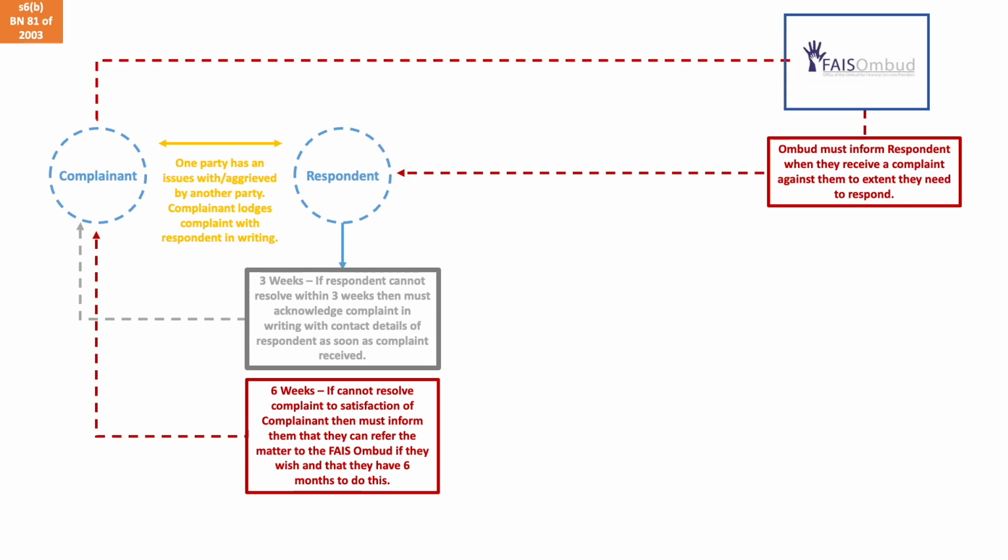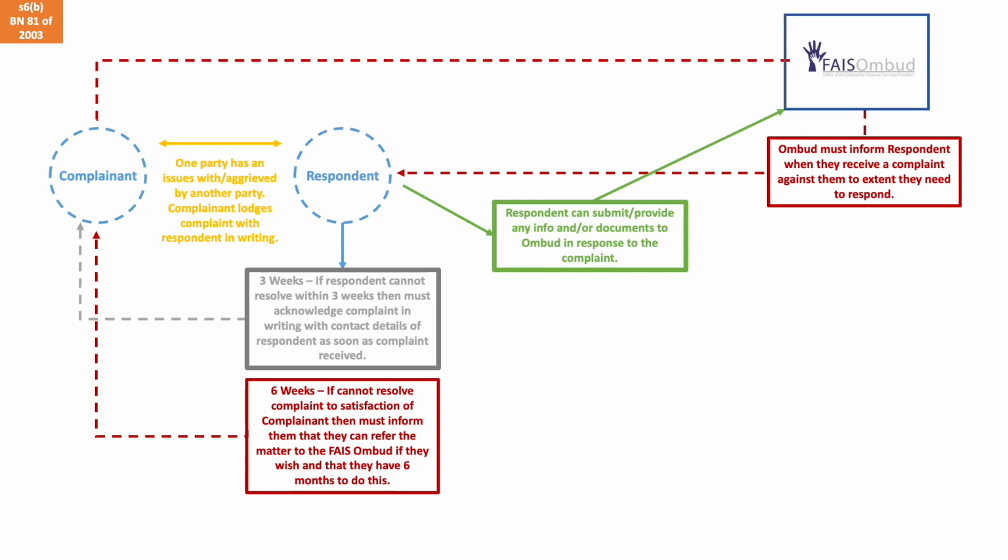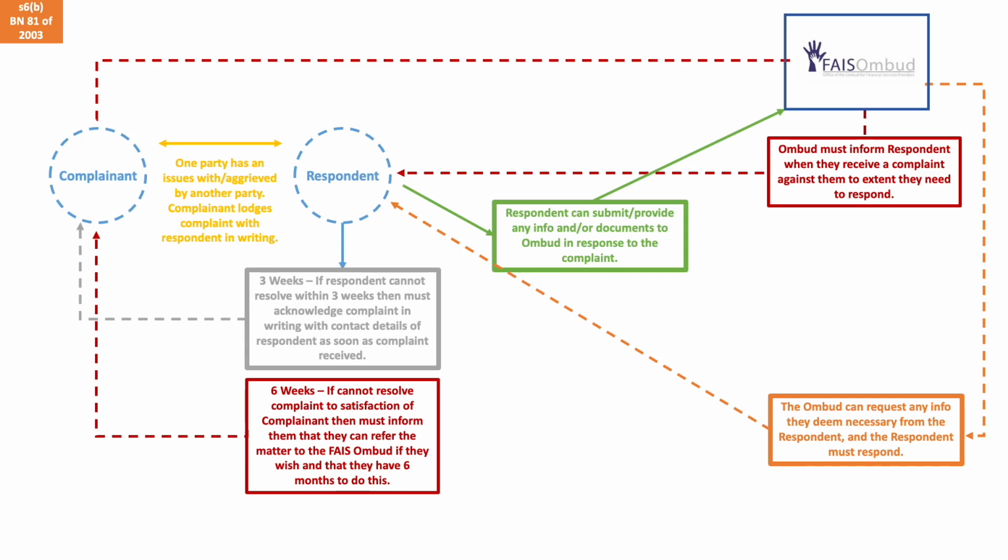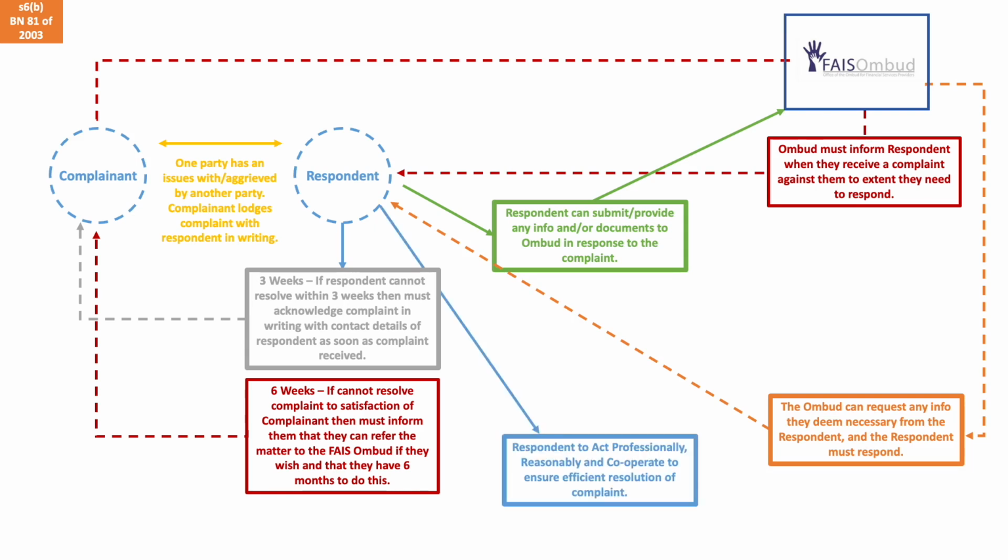The Ombud must inform and notify the respondent when they receive a complaint against them to the extent they need to respond. It is important that the complainant will have 6 months to notify the Ombud of the complaint if the respondent could not resolve the complaint, so the process could happen at any time during that period. The respondent can submit any information and documents to the Ombud in response to the complaint. The Ombud can request any information they deem necessary from the respondent, and the respondent must respond. The respondent is to act professionally, reasonably, and cooperate to ensure the efficient resolution of the complaint.